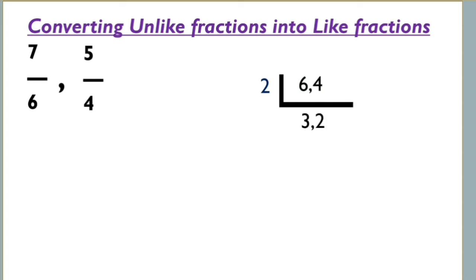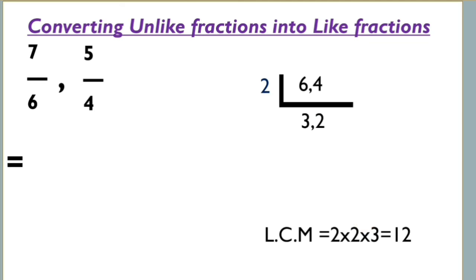2 3s are 6, 2 2s are 4. Now after a 3 and 2, they don't have any common factor. So just take the LCM. That is 2 into 2 into 3. That is 2 2s are 4, 4 3s are 12. 12 is LCM. So now we have to convert each and every fraction denominator into 12.